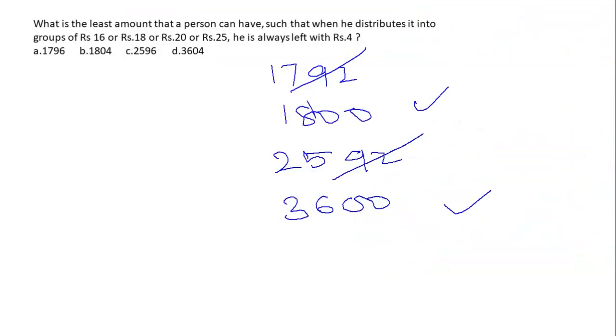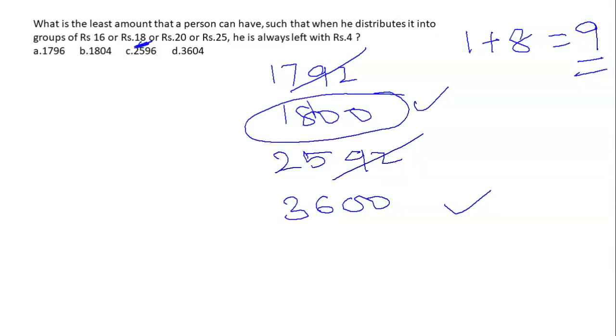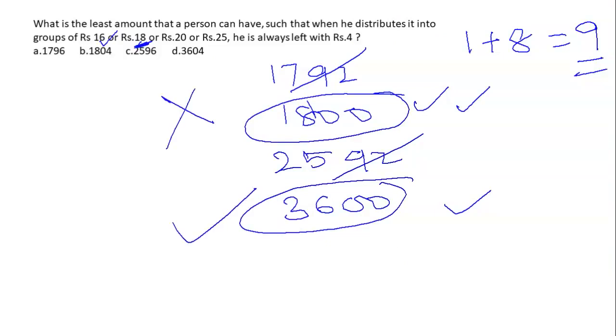Next, we have the number 18. 18 is 1 plus 8, which is 9, which means 18 is divisible by 9. So our total should also be divisible by 9. I see 1800 is divisible by 9, 3600 is also divisible by 9. So we can't eliminate from here. The next value I can eliminate with is 20. Both are divisible. 16: this is not divisible, but this only is divisible. So your answer is 3604. Clear now? Without solving, you can eliminate the options. Clear? Is that okay?